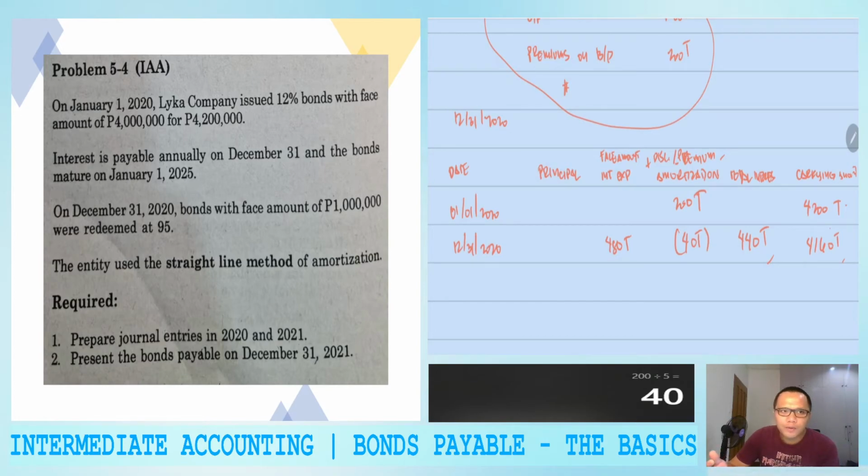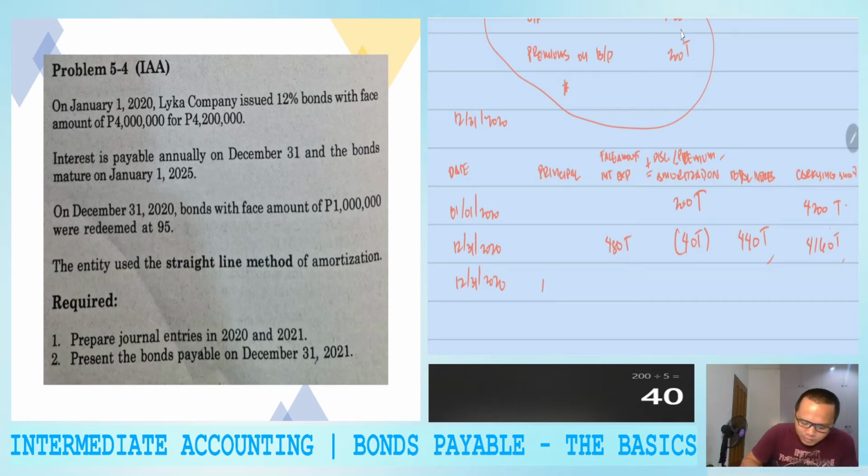But take note, deduction lang to if premium, di ba? Applying the same concepts for discounts and premium. So pag discount to, obviously this is addition. So, pagdating sa carrying amount, hindi yan siya i-deduct, i-add. Okay. So ngayon, on December 31, 2020 rin, okay? Kuha na lang tayo dito another para hindi masyadong malito, no? Merong redemption of a bond with face amount of 1 million.